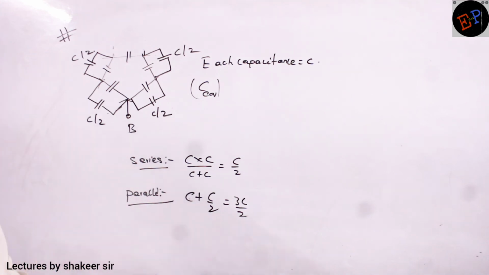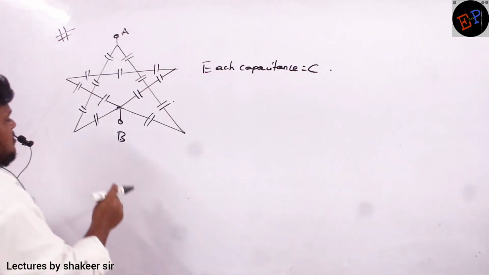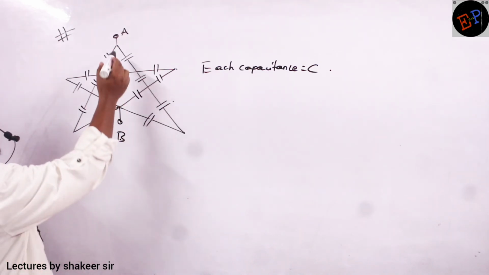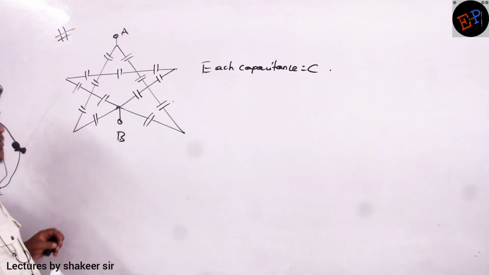I think I rubbed something. One minute, ma'am. See, ma'am, this is the given circuit. We are supposed to calculate the equivalent capacitance between A and B. These are the two terminals given.